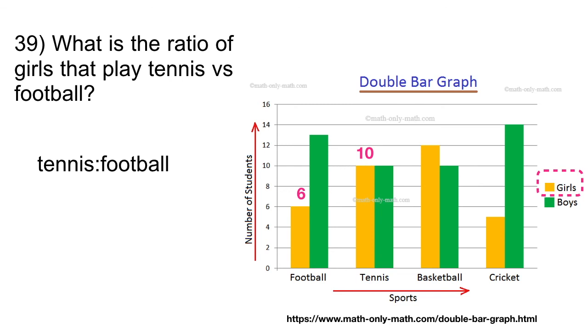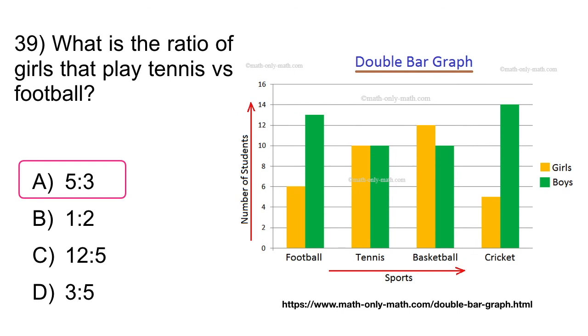So you can see that there's 10 girls that play tennis, and there's 6 girls that played football. Okay, so your ratio would be 10 to 6. But remember, we always have to reduce it to the lowest expression. So if you divide both sides by 2, you end up with 5 to 3. So the answer is A.